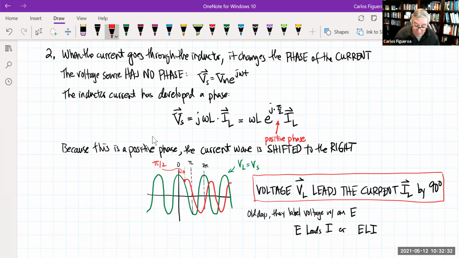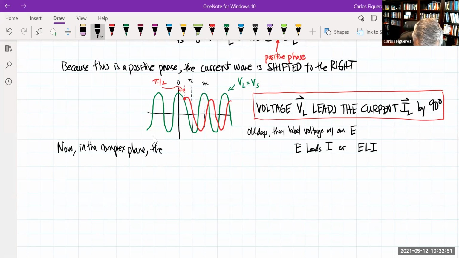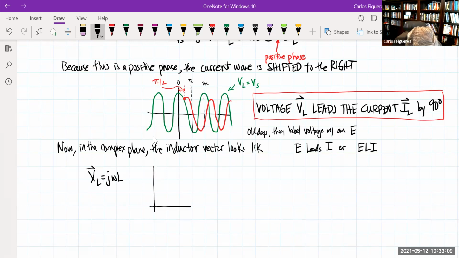But here's what we find here. Now we have a second complex variable. In the complex plane, the inductor vector looks like XL, which is J omega L. So when I look at this vector, it looks like this. If this is J, you can see that I now have a vector that's on the vertical axis.